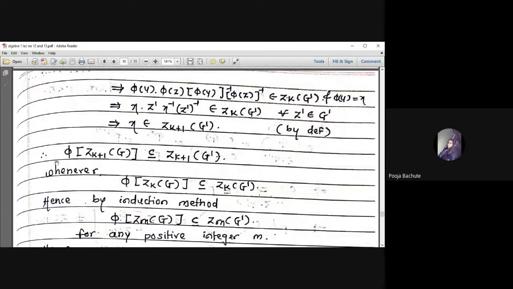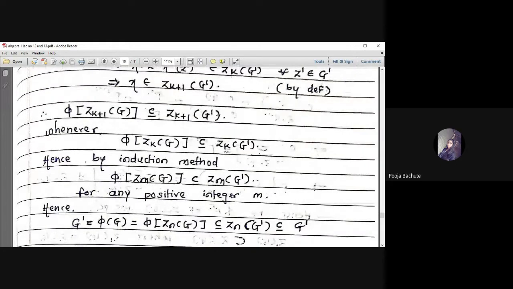So here we get phi of Zk plus 1 of G is a subset of Zk plus 1 of G dash. Okay, whenever phi of Zk of G is a subset of Zk of G dash, hence by the induction method we prove that for k plus 1, for any k, this statement is true. So phi of Zm of G is contained in Zm of G dash for any positive integer is true.